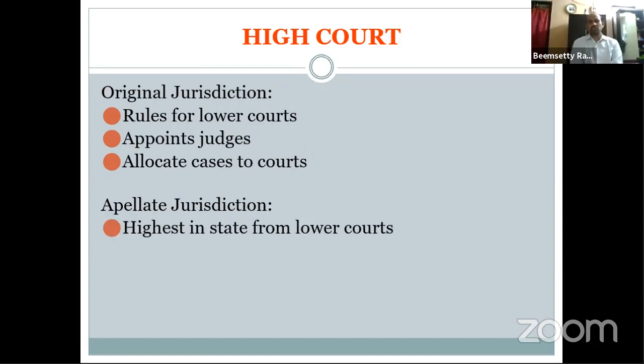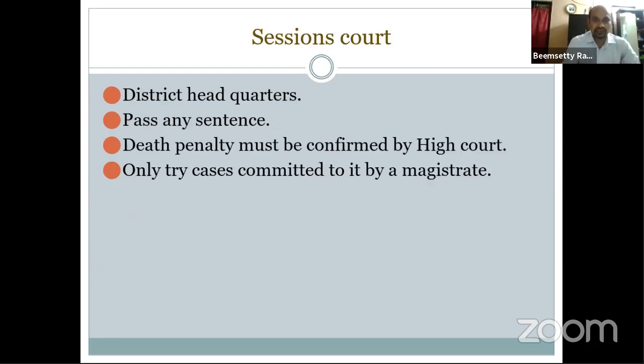High Court original jurisdiction: it passes rules for the lower courts. It appoints judges for the various types of courts within that state and allocates cases to the various courts. And it also has appellate jurisdiction. Within the state it is the highest.